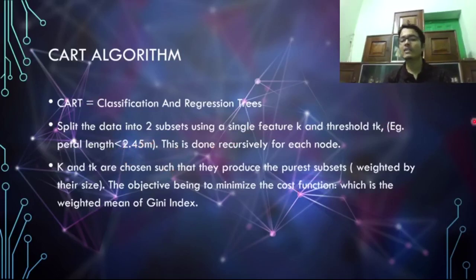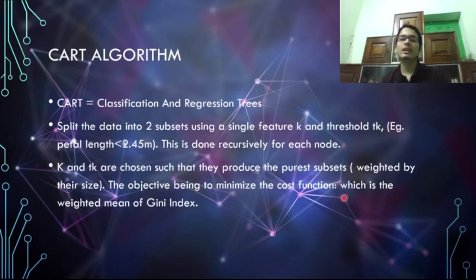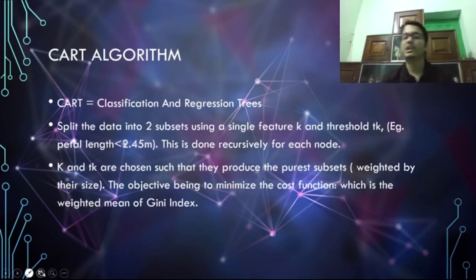Similarly, k and tk are chosen in such a way that they produce the purest subset weighted by their size. So the Gini index must be least in such a way that k and tk are chosen. The objective is to minimize the cost function, which is the weighted mean of the Gini index. So in this CART algorithm, the cost function is the resultant Gini index, or the weighted mean of the Gini index.